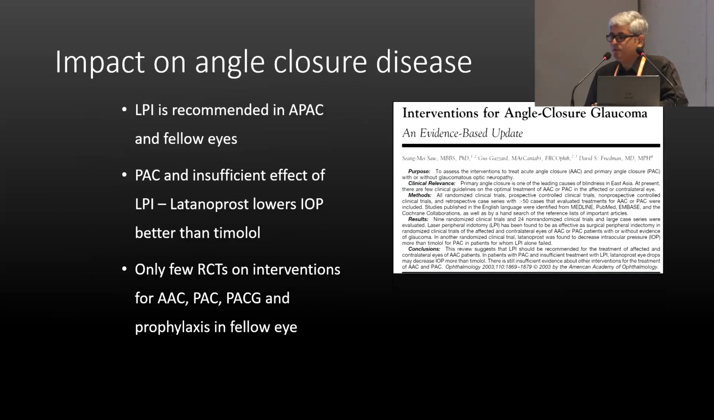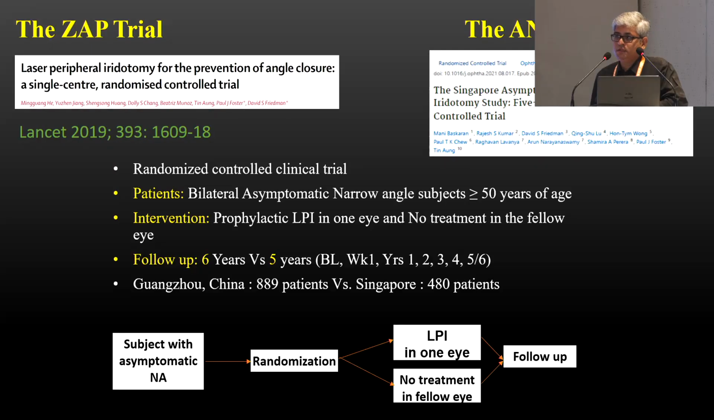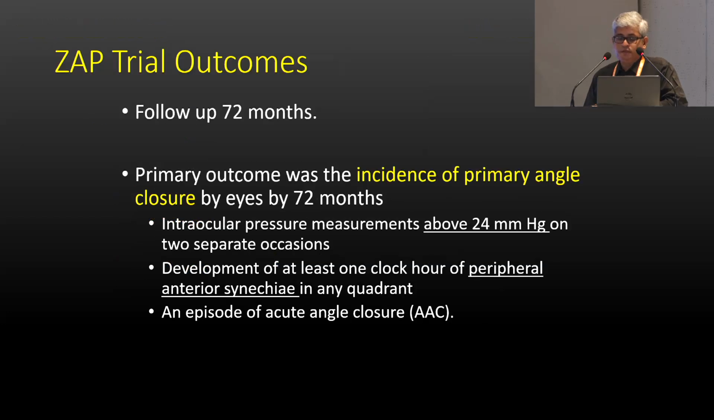And at that time, this was the only, I think they did an evidence-based update with the AO, ophthalmology. So LPI is recommended in APAC and fellow eyes at that time before the trial started. PAC and insufficient effect of LPI. So these are differences in the aggression of the disease. In the North, Han Chinese did not have that much aggressive acute angle closures. That will answer your question actually from before, why Singapore had higher incidence of symptomatic and PACs as well.